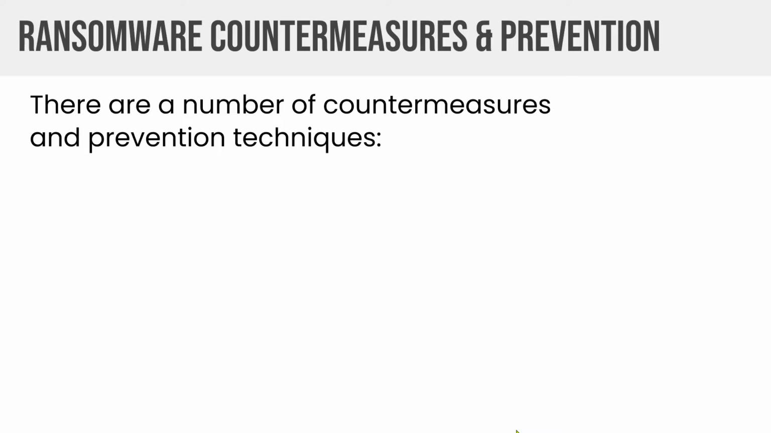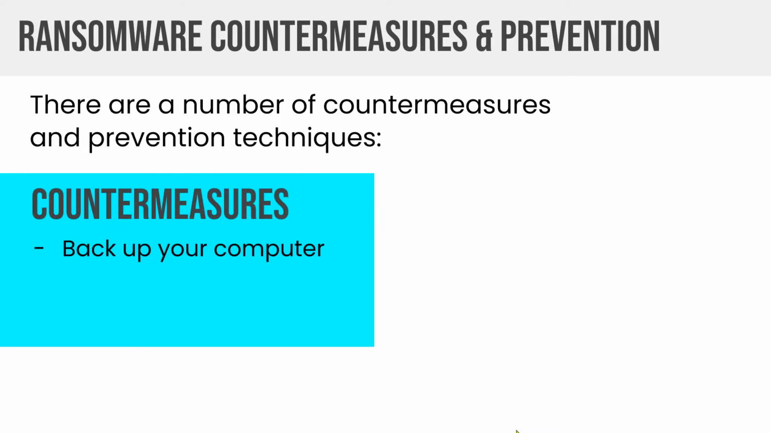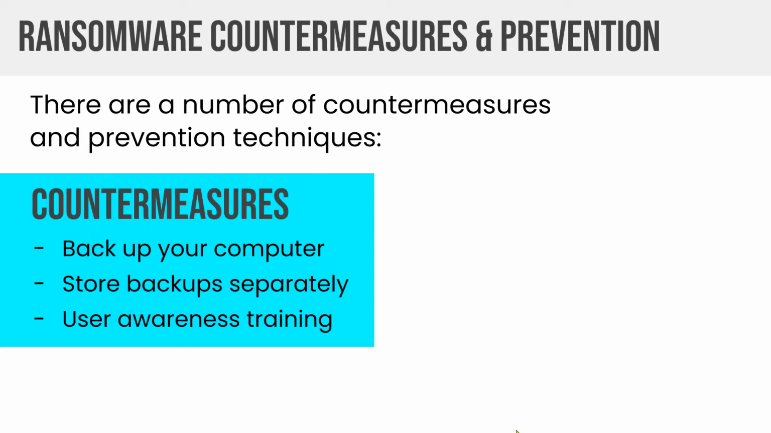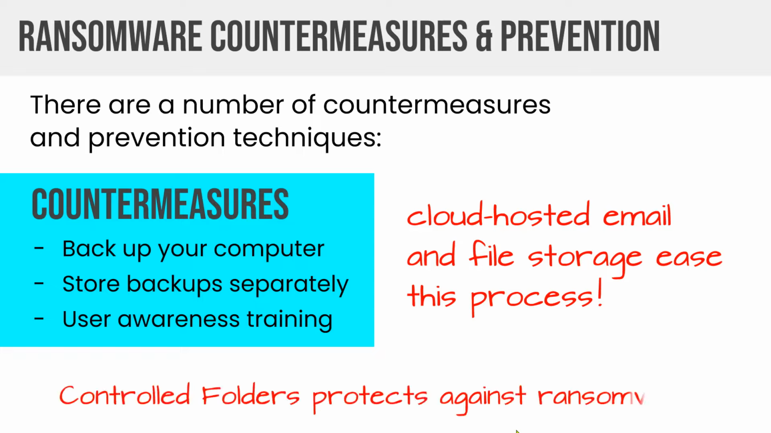So ransomware countermeasures I thought would be worth talking about for just a moment. Countermeasures would include backing up your computer, storing backups separately, user awareness training. Cloud-hosted email and file storage ease this process. So when you have, for example, OneDrive and SharePoint, you have previous versions, 500 previous versions of a file you can go back to, and the controlled folders feature that we can configure in Windows 10 with Intune protects against ransomware, incidentally.